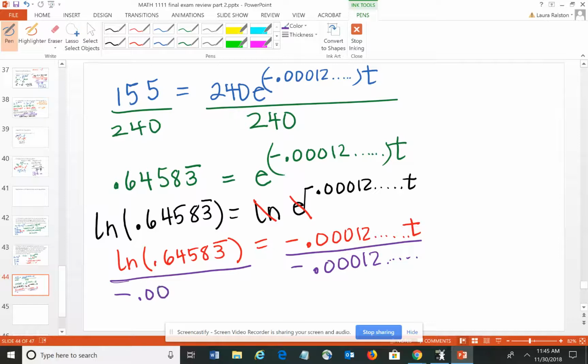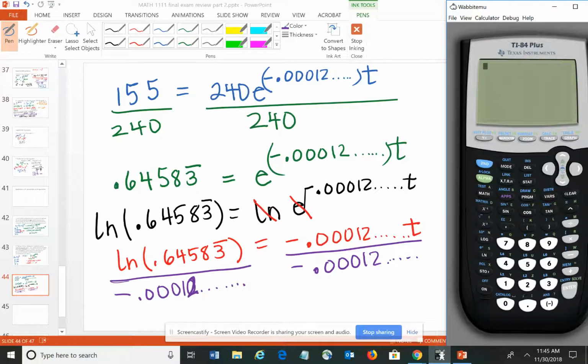Whoops, got too many zeros in there. Now, the reason I'm keeping all these decimals is because I happen to know the answer, and that's how they did it when they created the answer for you. So I'm going back to my calculator for a minute, and I'm going to save some things in my calculator as I go. So we had 155 divided by 240. There's the natural log of this 0.64583.